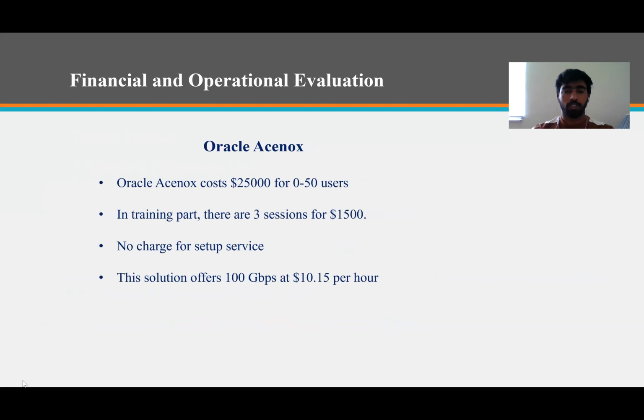Next slide, please. And next one is Oracle SNX. Oracle SNX costs $25,000 for 0 to 50 users. In the training part, there are also three sessions which cost $1,500, but there is no charge for the setup service in Oracle SNX. This is also an additional benefit in Oracle SNX. And this solution offers 100 Gbps at only $10.15 per hour. Next slide, please.